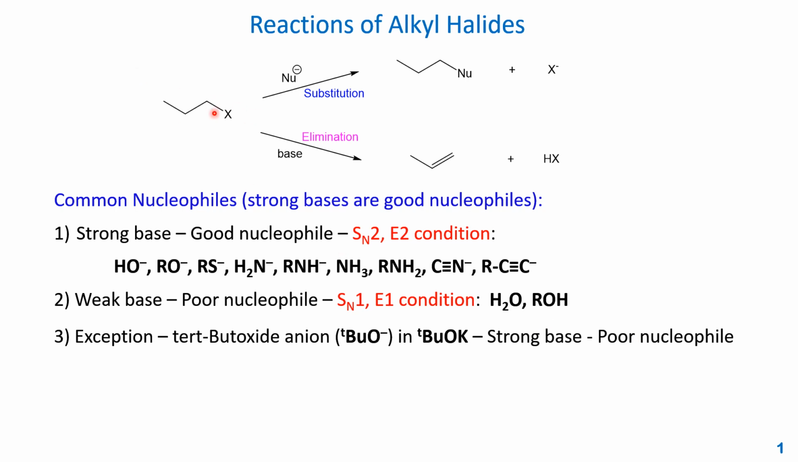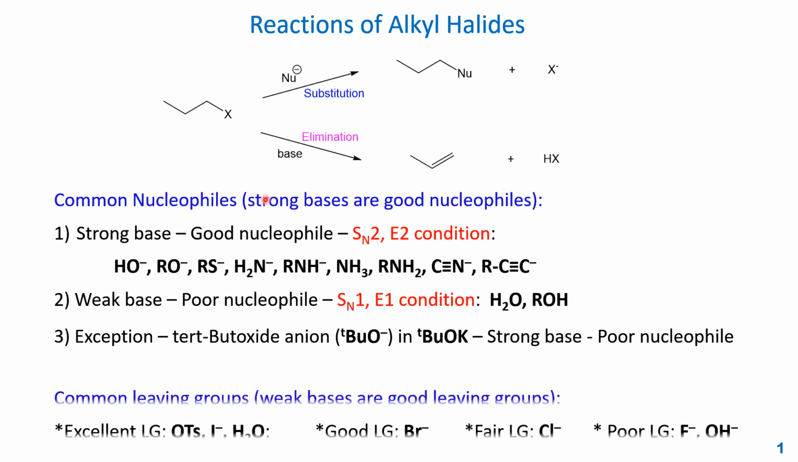Now let's talk about the leaving group. Although we use the alkyl halide as the example, this can be another leaving group. We have different categories. First, the excellent leaving groups include OTs, also OMs, iodide, and water. They are excellent leaving groups. How to tell that? Weak bases are good leaving groups. The weaker the base, the better the leaving group. So these are very, very weak bases.